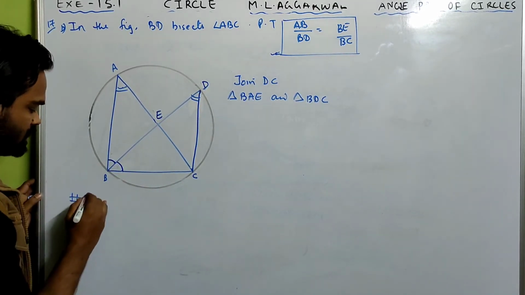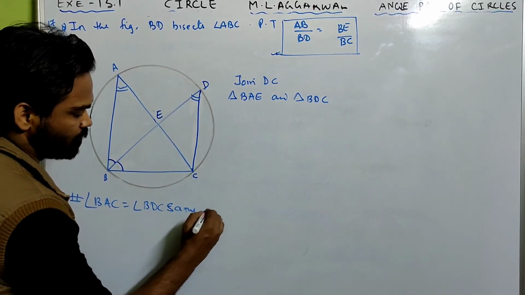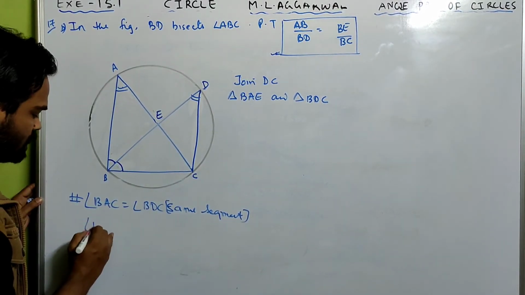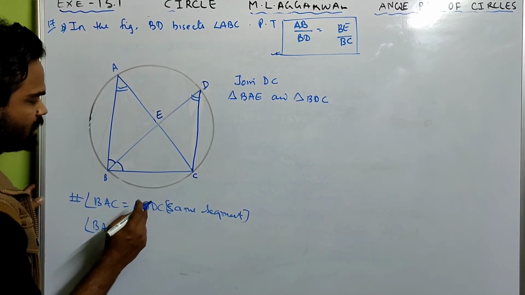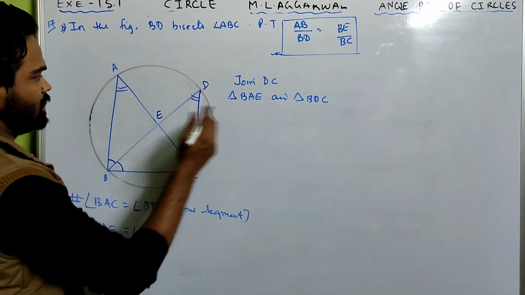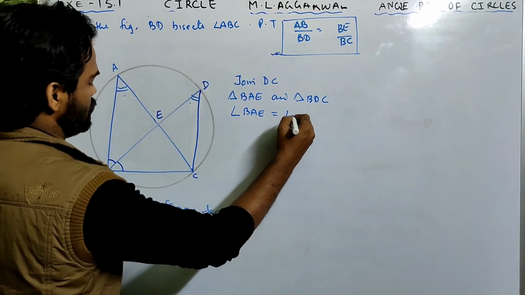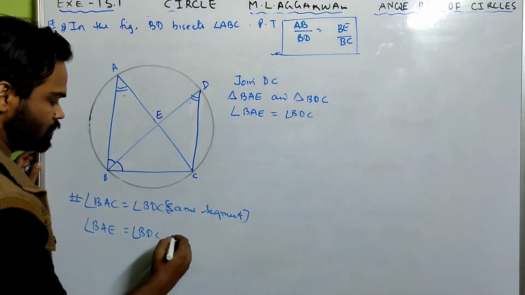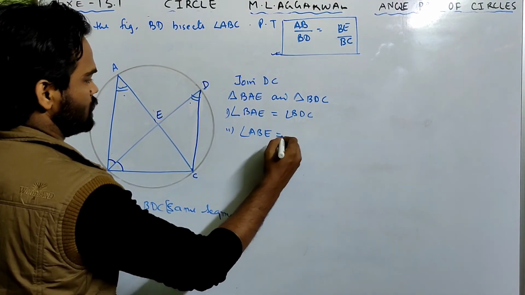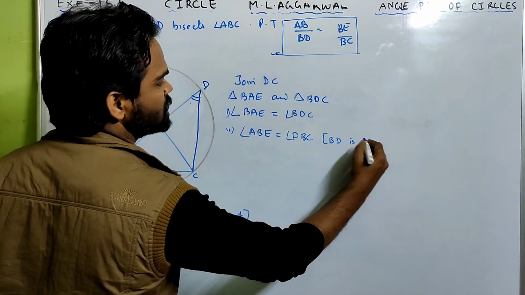Why? Same segment. See, BAC is equal to BDC. Same segment, isn't it? Just look carefully. The segment is same. Achha, BAC, can I write BAE? And BDC, can I write? Yeah, leave it like that only. Okay. So in triangle BAE and BDC, this angle and this angle are equal. BAE is equal to BDC. Just proved. Okay. And ABE is equal to DBC. Why? Because BD is the bisector.